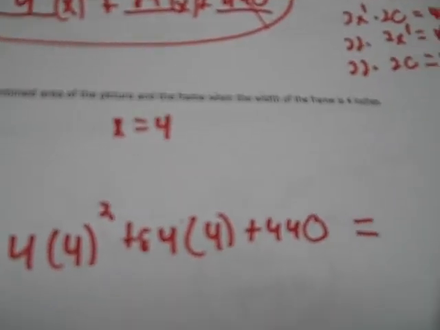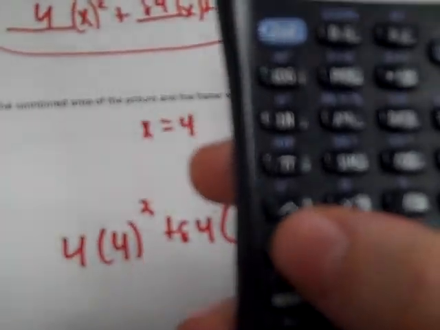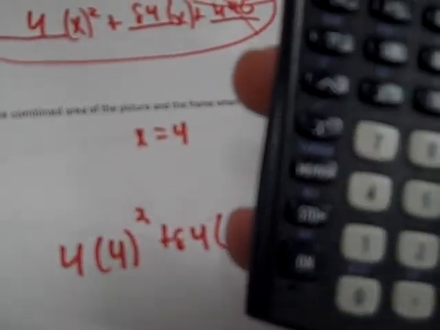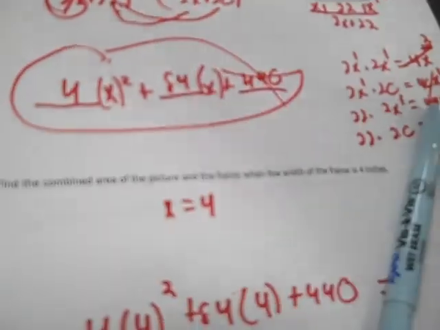And my calculator will find that for me. So you've got 4, parentheses, 4 to the second power, plus 84, parentheses, 4, no power needed, plus 440. Okay, I got 840.